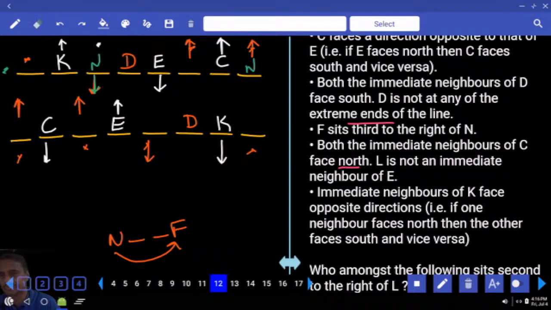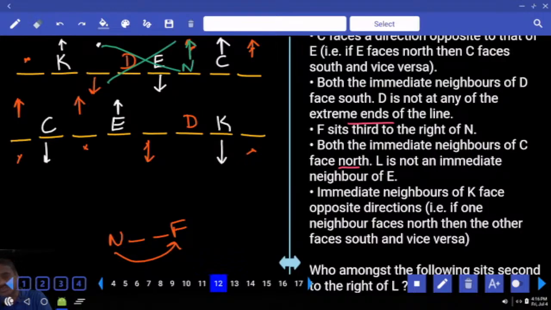Then can we have N at this place? South to the right is not possible because N is at the right extreme. Then what is the only possibility we have for this N? If N is here, F is seated south to the right of N, N is facing towards north. Is it possible? This case is completely ruled out. Now we are left with the second case.